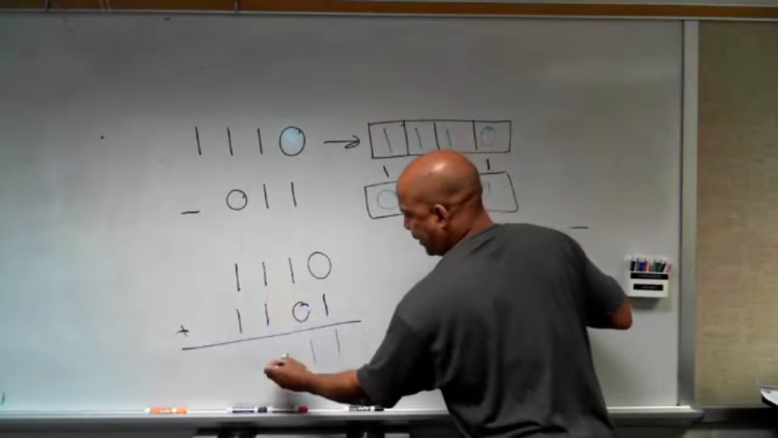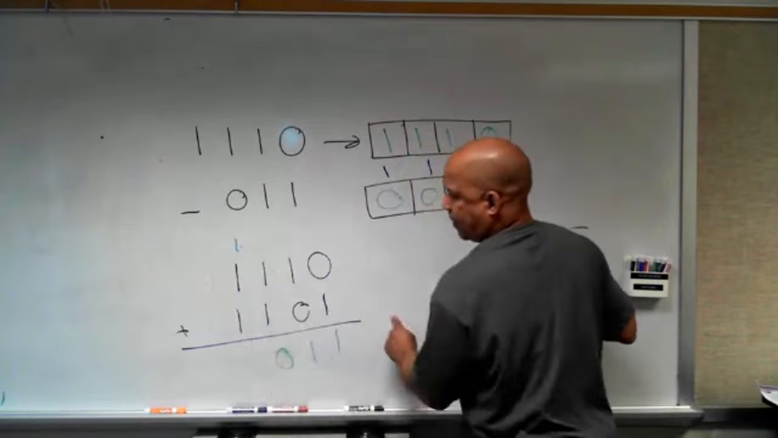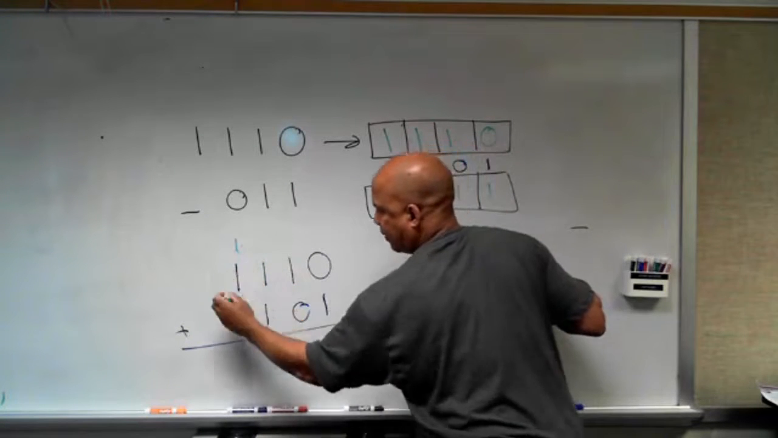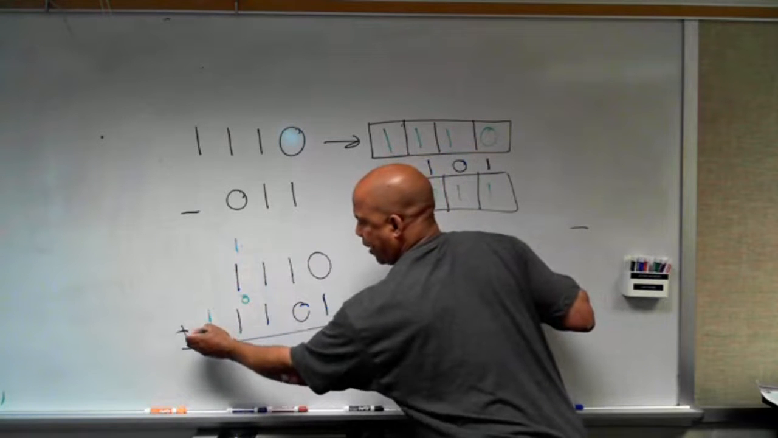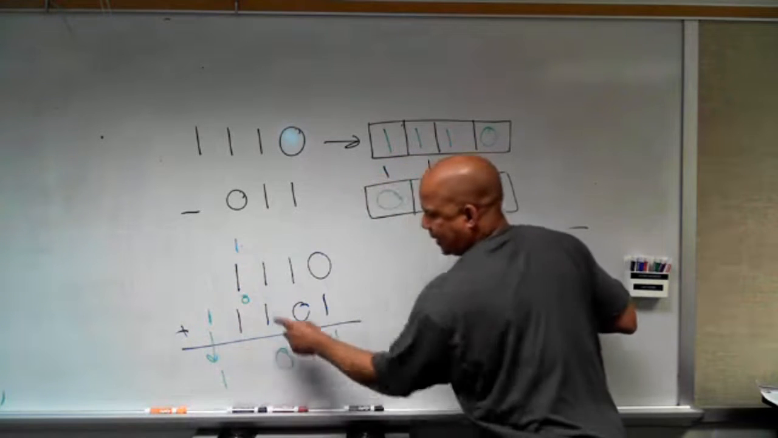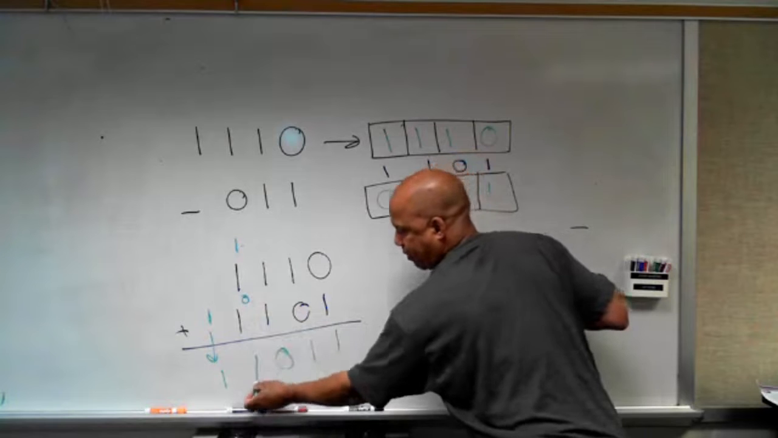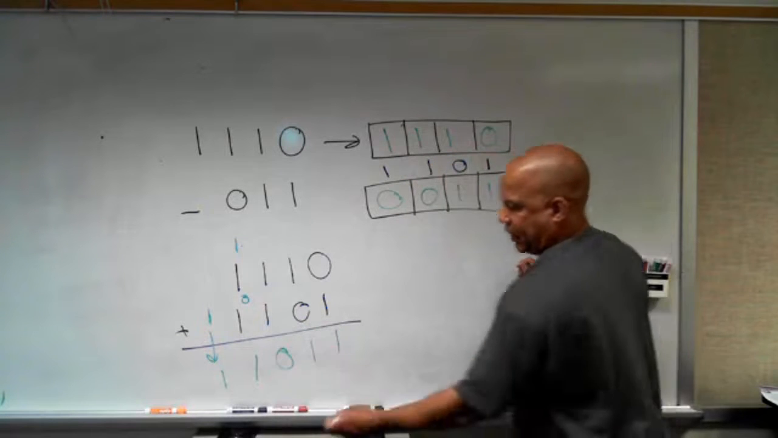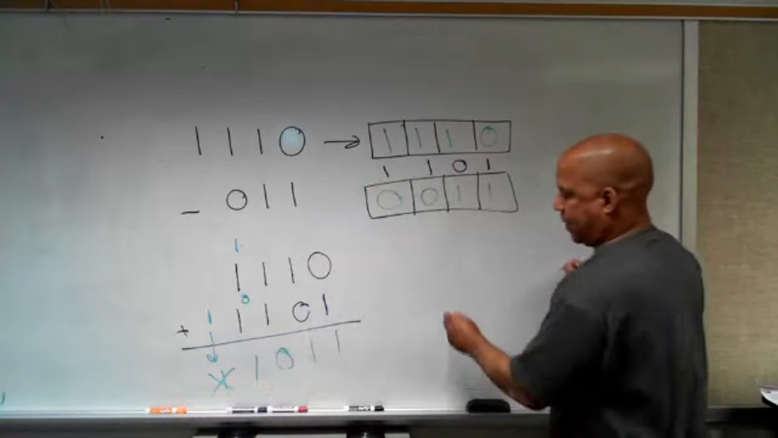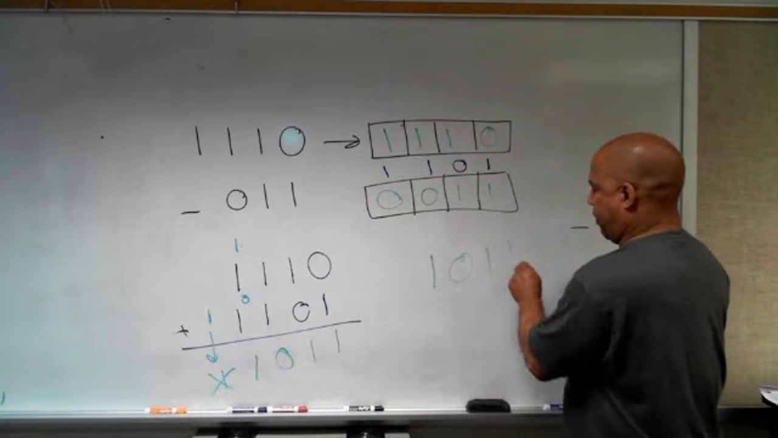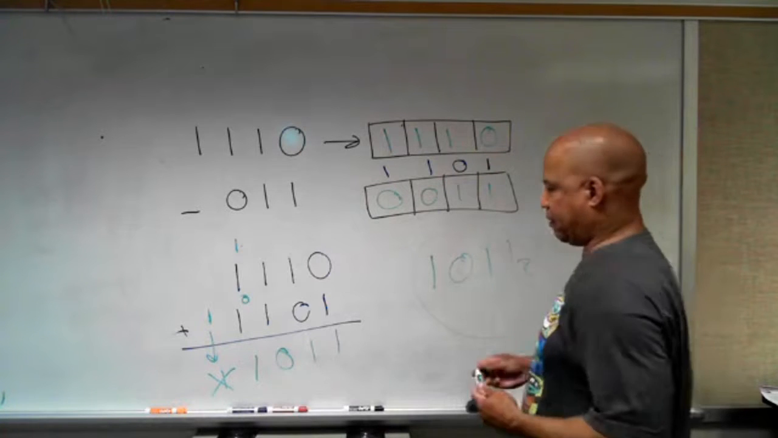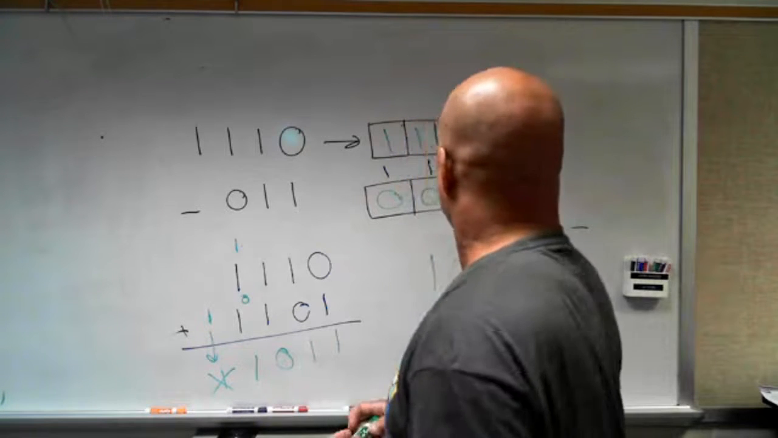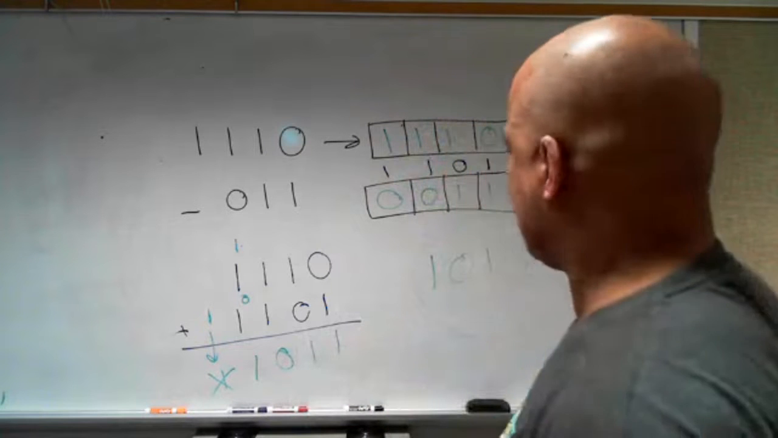A 1 and a 1 is a 0, carry 1. A 1 and a 1 is a 0, carry 1. So this is a carry. Then I got that 0 and the 1 right there. And so then I just discard that one. So I should get a 1011 base 2 if I did it right. Is that what you got? Yeah, that's what I got.